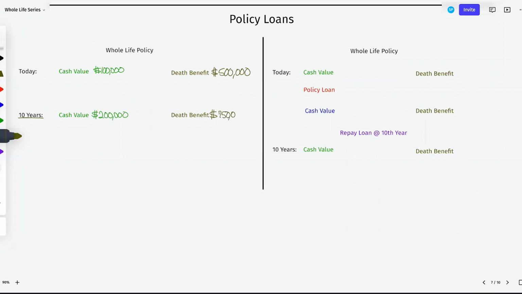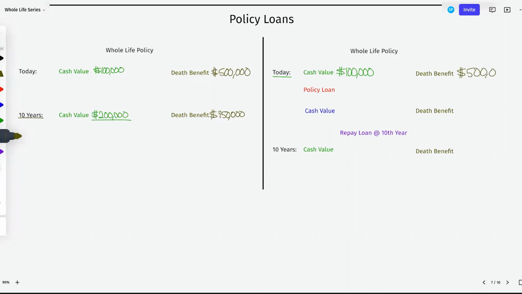Okay, so this just provides a quick demonstration of what your policy looks like if you park money, let it sit and grow over time, and you know, okay, I've got access to this cash value anytime I want. This is great, a nice asset on the balance sheet, safe, liquid, tax-free. When I look at the loan scenario, so today, starting with the exact same policy, I had what in cash value? $100,000. Death benefit was what? $500,000. But this is before I take a policy loan.